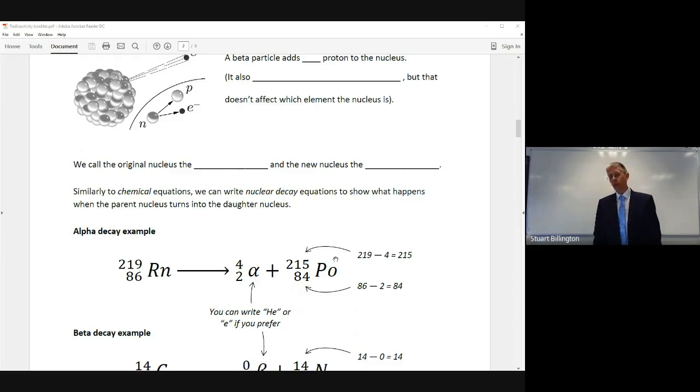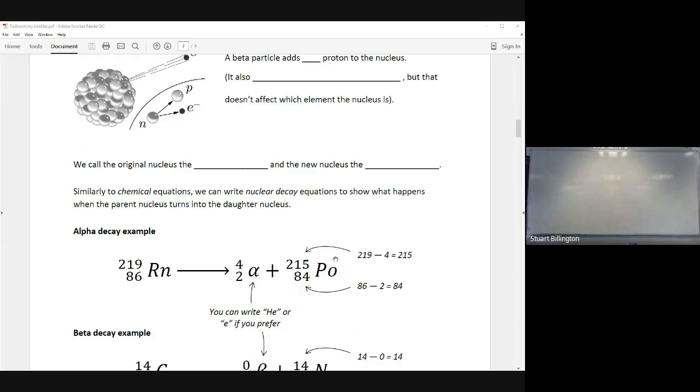So Po is actually the chemical polonium, the element polonium. So you'll be given the Po bit. You'll just have to be able to work out the numbers. So if you just look at it as a maths problem, 86 is equal to 2 plus 84, and 219 is equal to 4 plus 215. You just need to be able to work out the missing numbers.